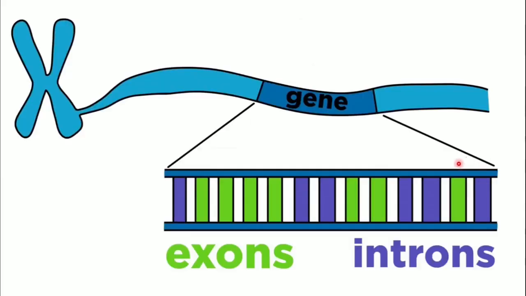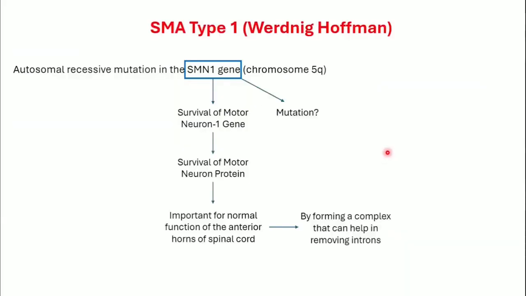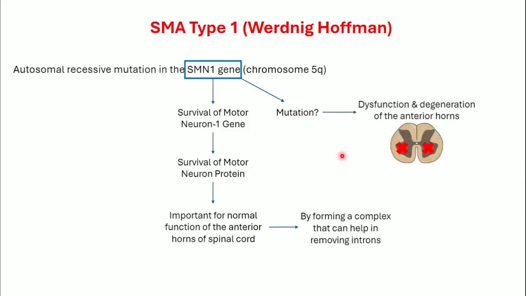Introns are the non-coding, useless parts of the genetic material. So if there is no SMN protein, these non-coding portions of the genetic material will not be removed, and this will cause a dysfunction and degeneration of the anterior horns of the spinal cord. Now you can easily predict how this patient will present. This is mostly pretty similar to poliovirus with a few differences.